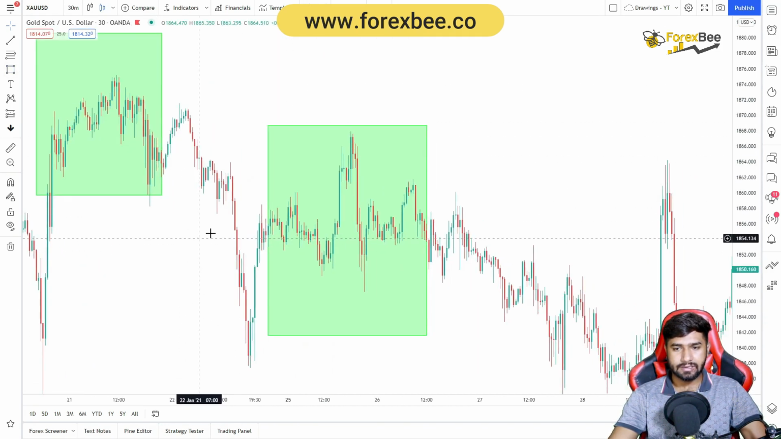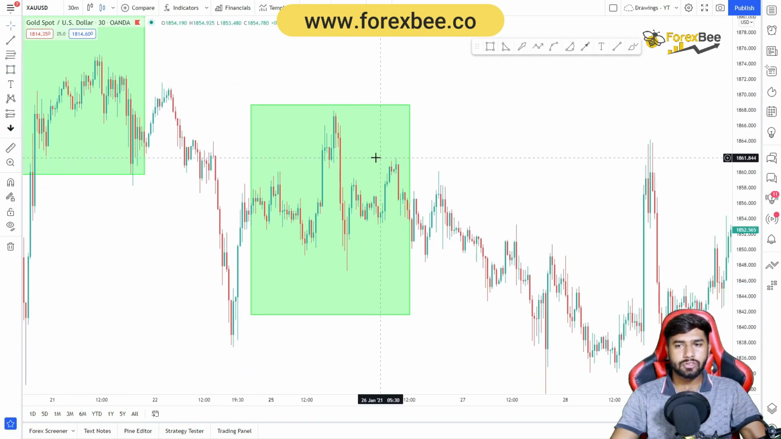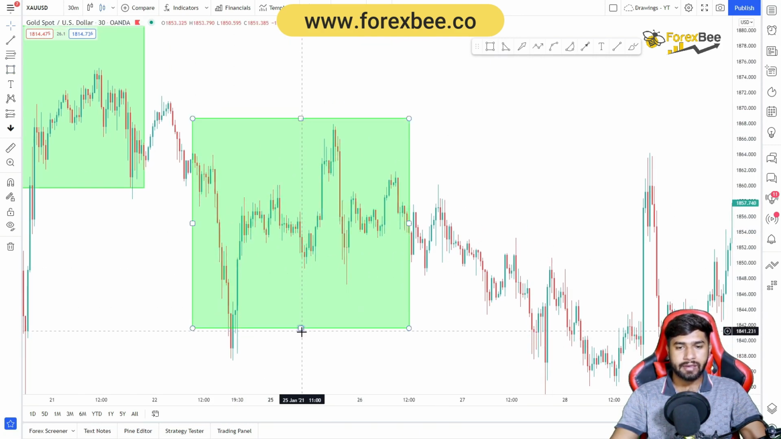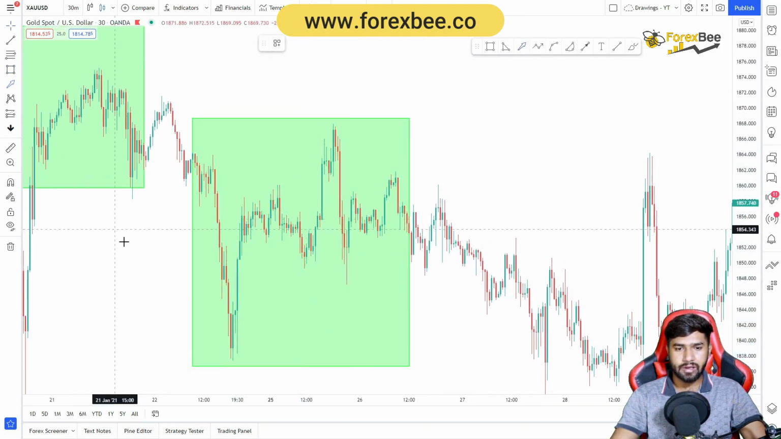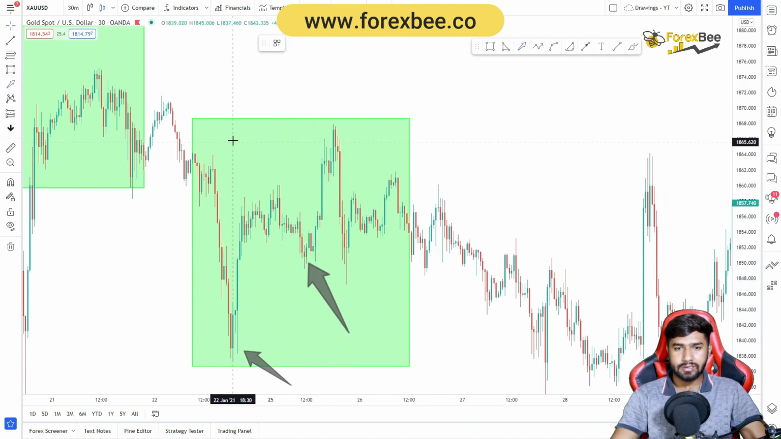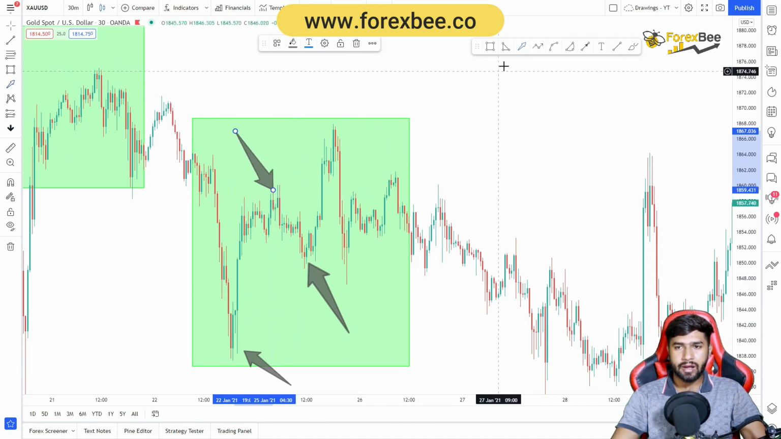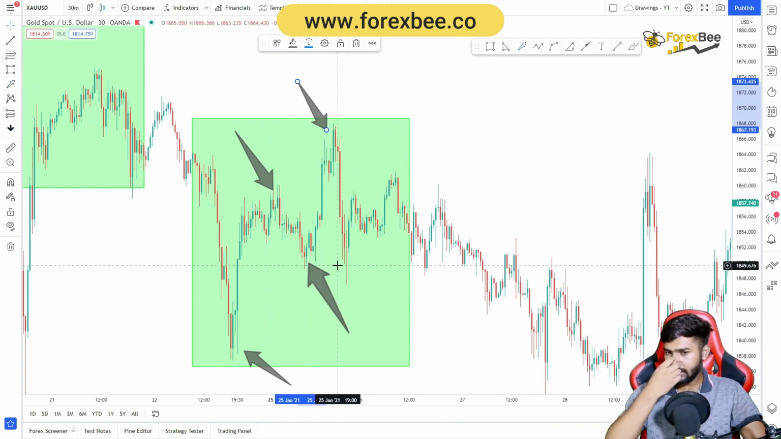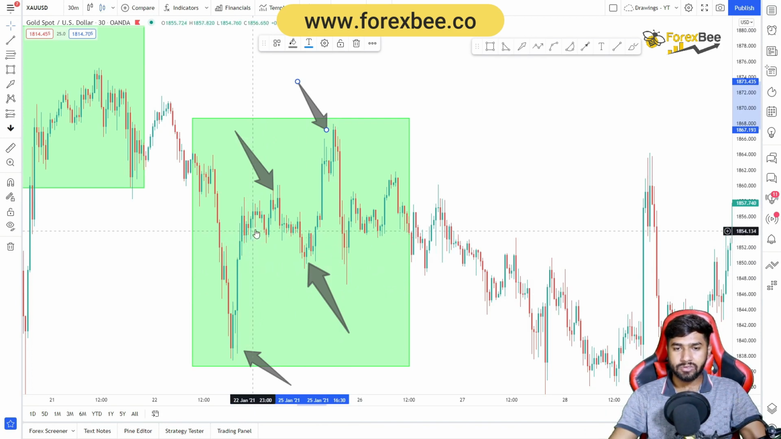So let's discuss how this is a Quasimodo pattern. We're going to use the same method that we discussed previously, and we can see the formation of basically a higher low here. Okay, and we can see another higher low forming here, and these both higher lows are confirming that there is a Quasimodo pattern going to form, and this is further confirmed by the formation of these higher highs, and there's another higher high here.